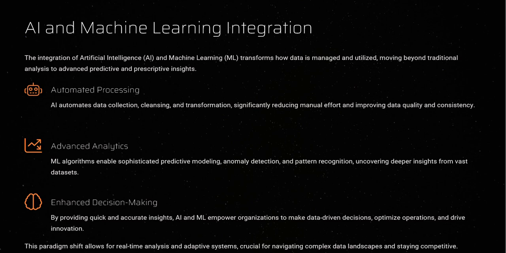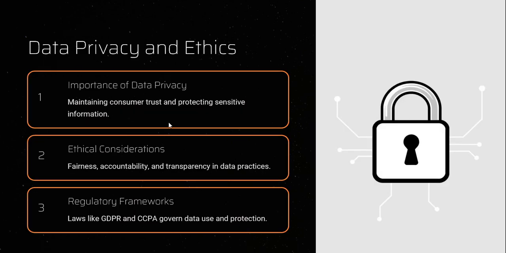Coming to the next topic, data privacy and ethics. There are three parts: importance of data privacy, ethical considerations, and regulatory frameworks. But with great power comes great responsibility. Handling data means respecting privacy and ethics. Privacy is used to protect user data. Ethics means ensuring fairness and transparency. Regulations like GDPR in Europe and CCPA in California set clear rules on how we can use the data.